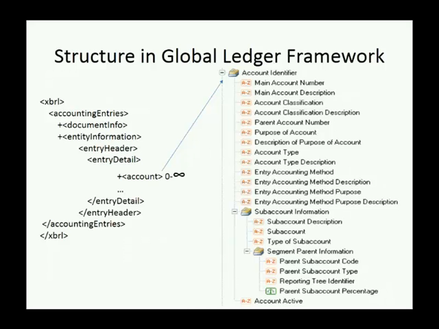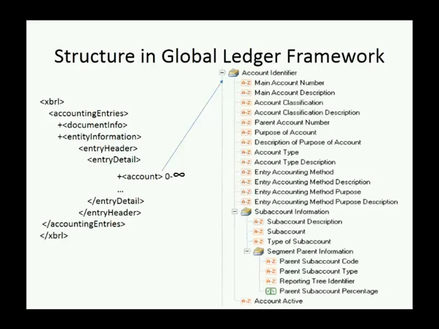We have our document information section, our entity information section, and finally we have our entry headers, each representing some particular grouping of information. Within entry headers, we have entry details. Within entry details, we have our account structure. And each line of entry detail can have 0 to an infinite number of these account structures. And a little later on, we'll talk about why you may want to have more than one account structure within the same entry detail line.